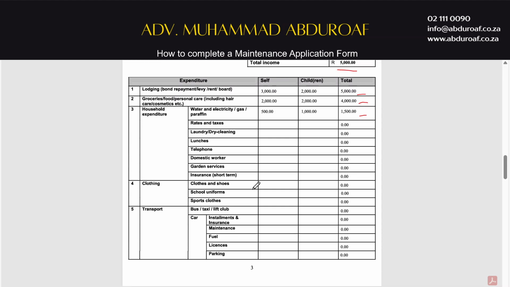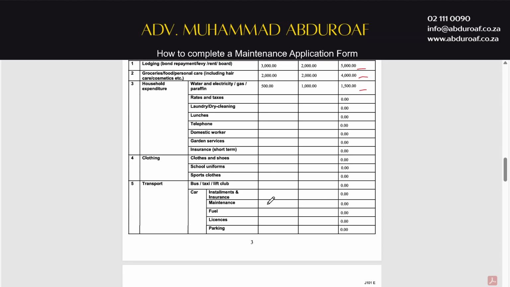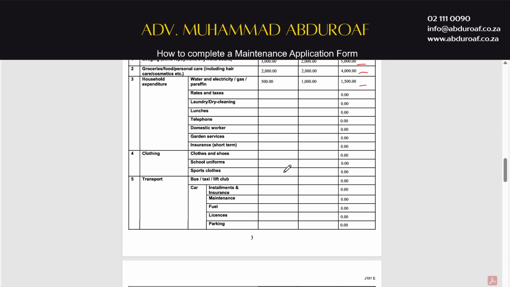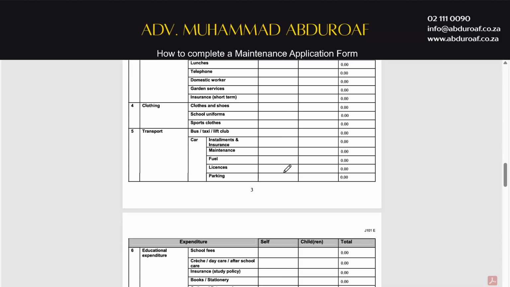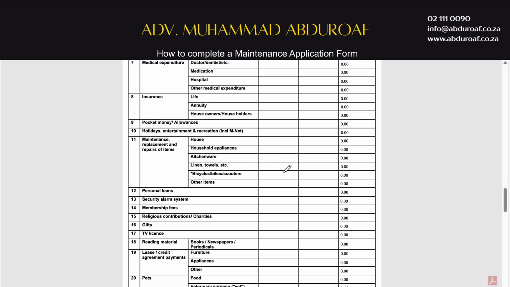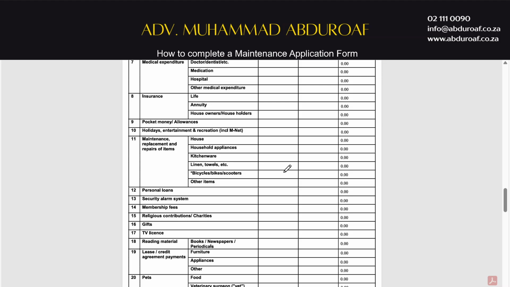It took me some time to type those specific numbers in, so I'll leave this to you. But complete it and make sure it makes sense. Garden service, domestic worker, clothing, and so on. All these are relevant expenditure. But let's get to the bottom of this. And before I get to that, you see medical expenses, insurance, pocket money, holiday.